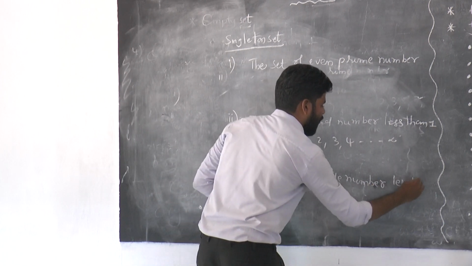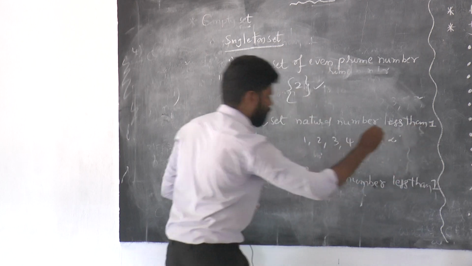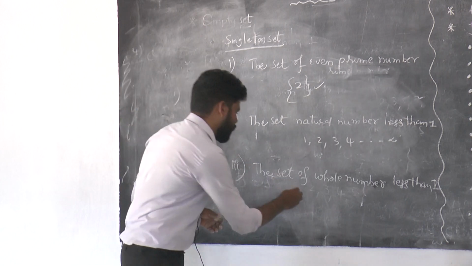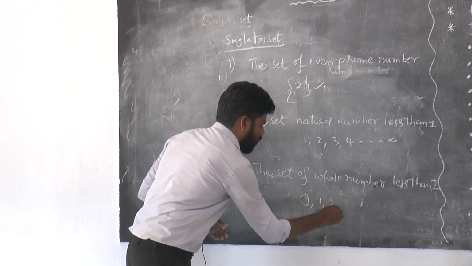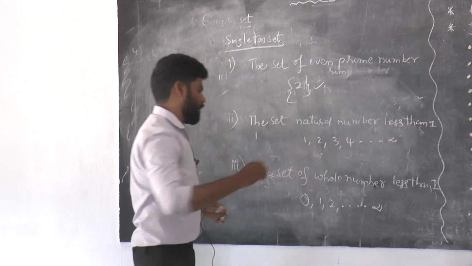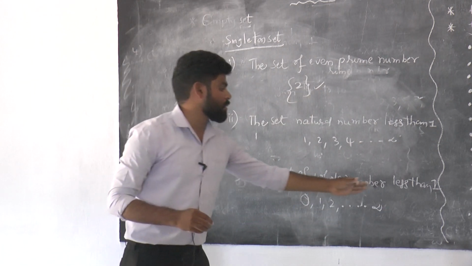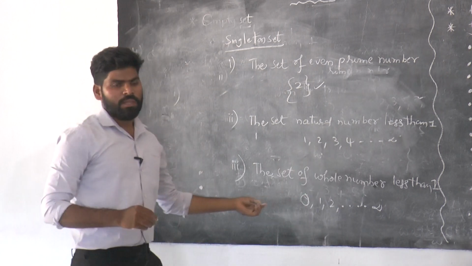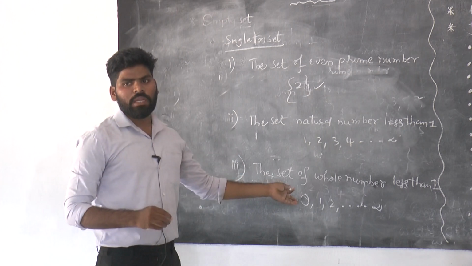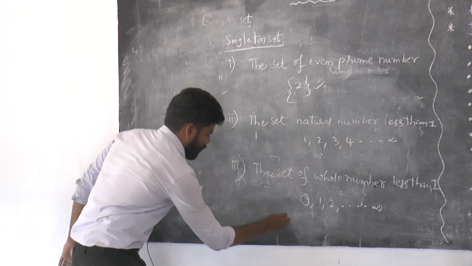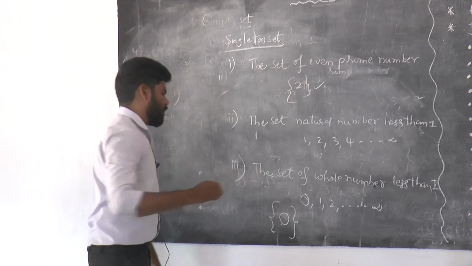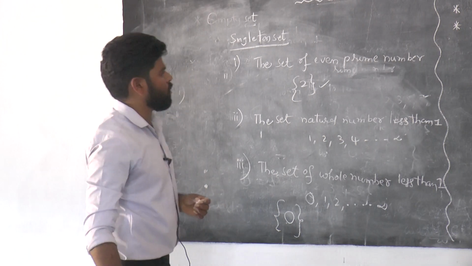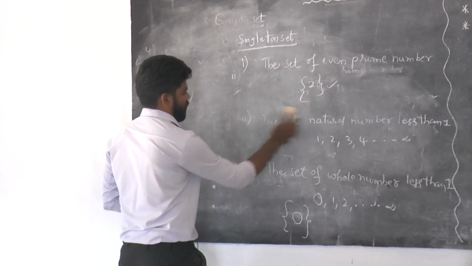The set of whole numbers less than 1. Actually, the whole numbers start with 0 up to infinity. What I am asking is the set of whole numbers less than 1. Less than 1 is 0. 0 is there, so there is only one element in the given set. That's why the third example belongs to a singleton set. Next, we are going to finite set and infinite set.